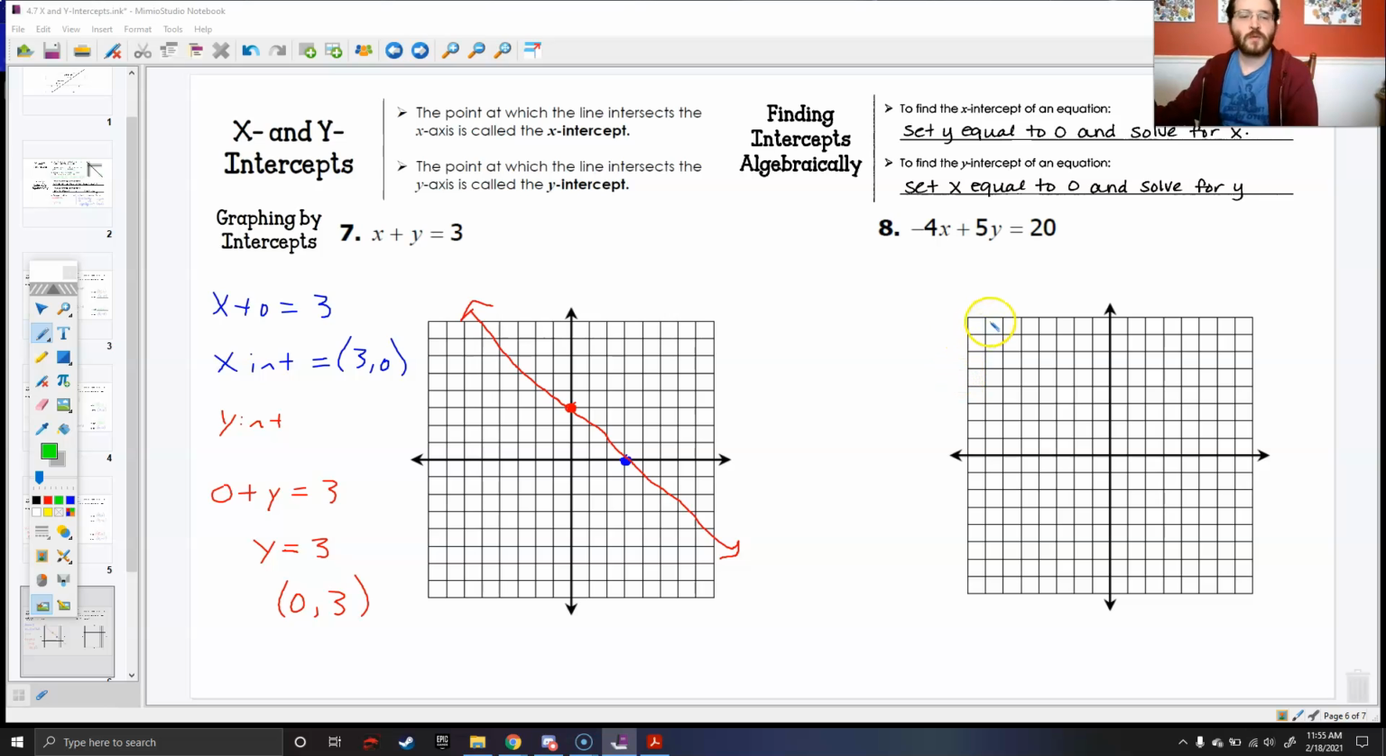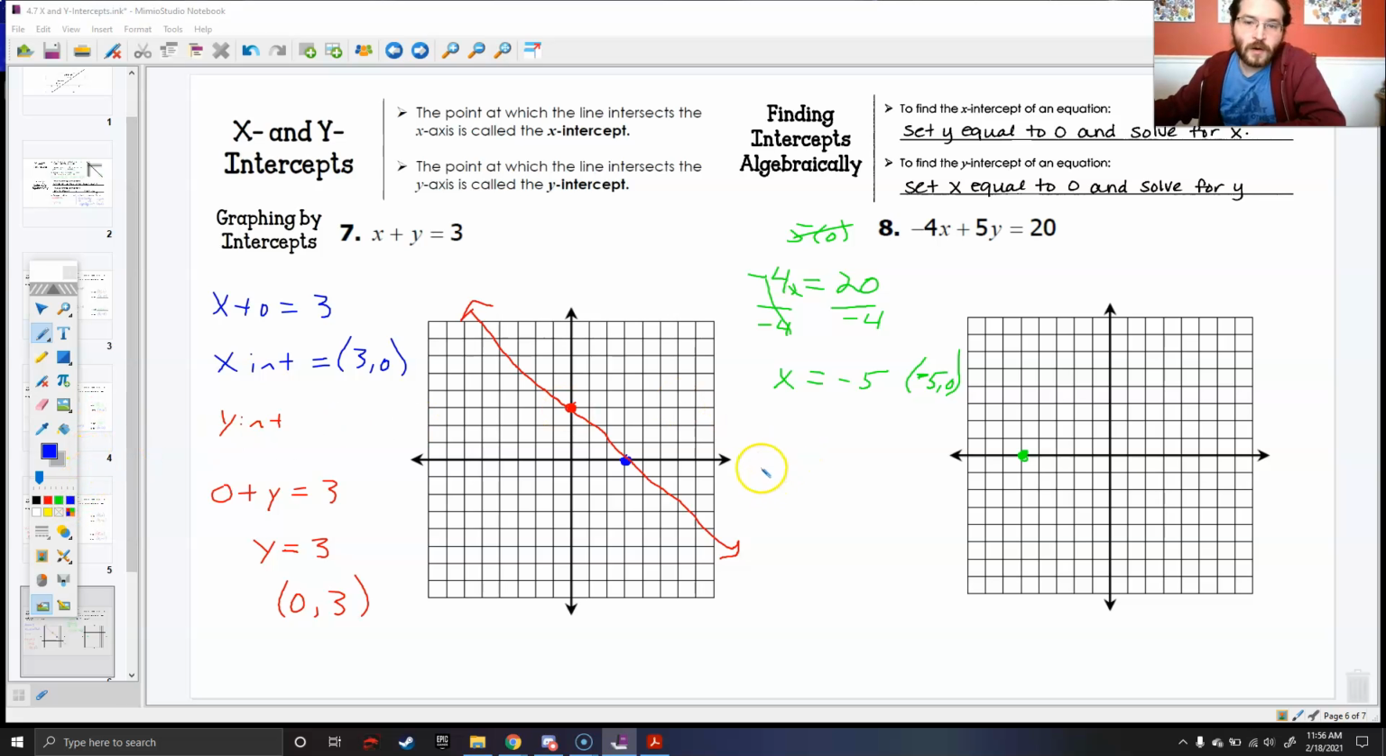All right, so this case, we're going to have to solve for our x and y intercepts. So we'll do our x. So -4x equals 20. So we divide by -4. And here, 5 times 0, it's going to cancel out. So x equals 20 divided by -4, so we have -5. So we have -5, 0. Good, thank you. 1, 2, 3, 4, 5, right there.